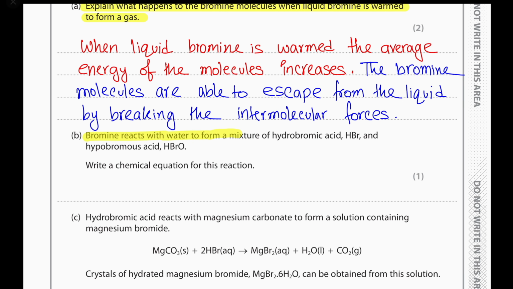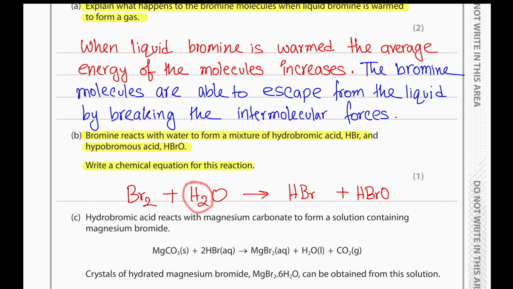Bromine reacts with water to form a mixture of hydrobromic acid and hydrobromous acid, HBrO. Write a chemical equation for this reaction. So we will write bromine, which is Br2, reacts with water, represented by H2O, to produce hydrobromic acid, which is HBr, plus hydrobromous acid, which is HBrO. Now to balance this particular reaction, we have to do nothing because there are two hydrogens on the left side, and we count there are two hydrogens on the right side. Same with the bromine, 2 and 2, and 1 oxygen on the left, 1 oxygen on the right.